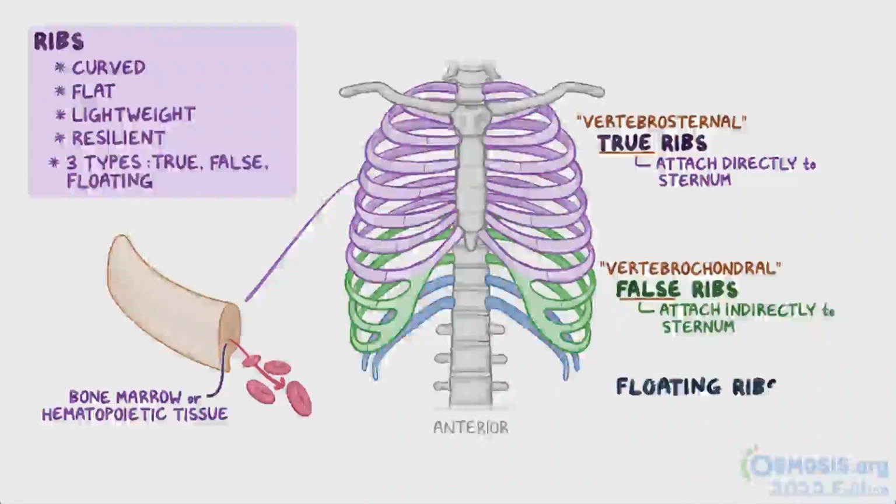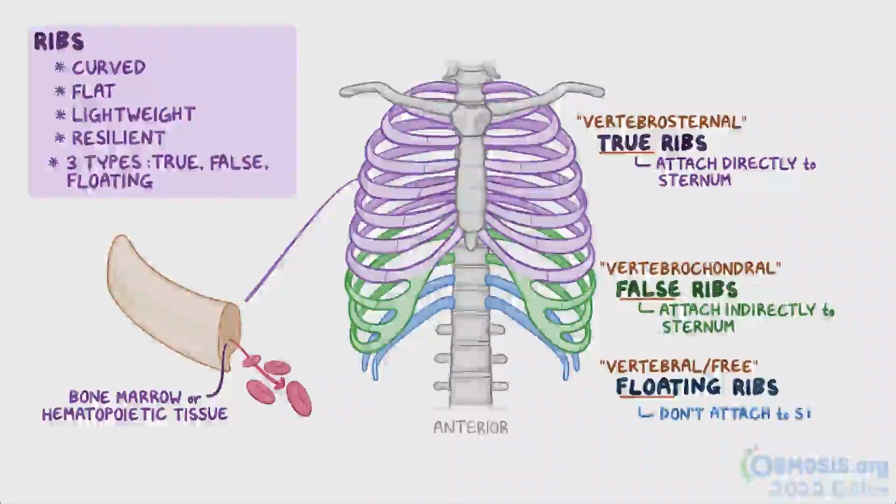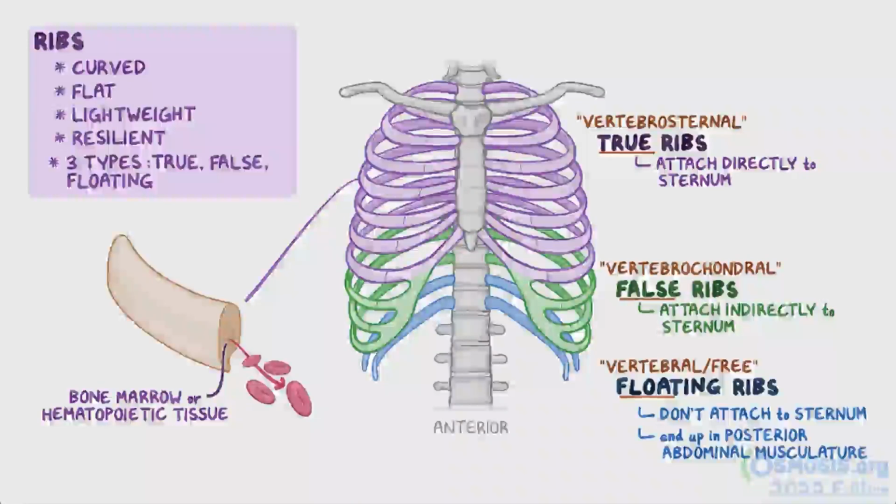The floating ribs, or vertebral or free ribs, are the 11th, the 12th pair of ribs, and sometimes the 10th pair of ribs. The cartilages of these ribs don't connect anteriorly to the sternum at all. Instead, they end up in the posterior abdominal musculature. Ribs can further be classified as either typical or atypical ribs.